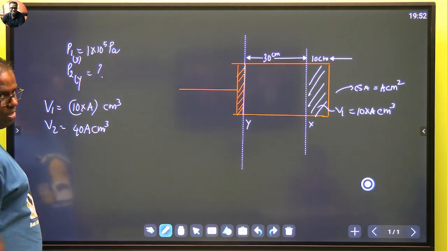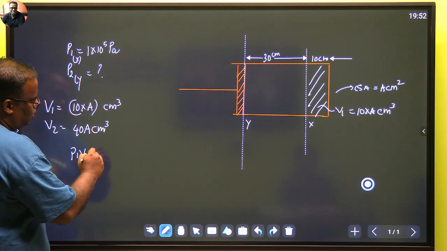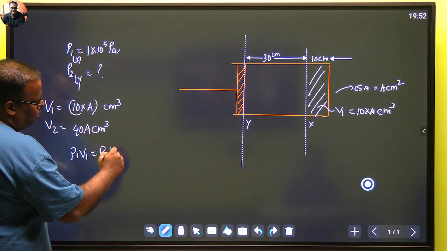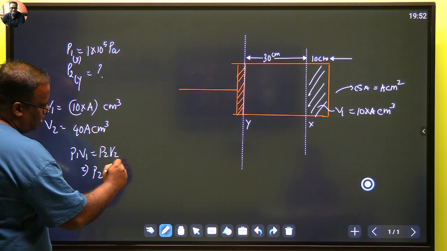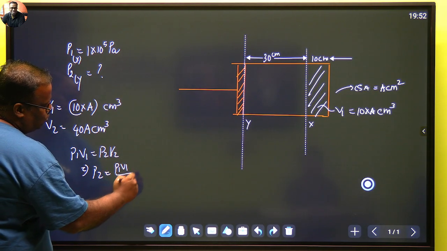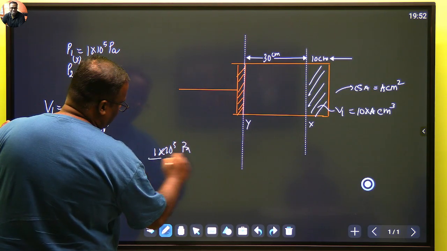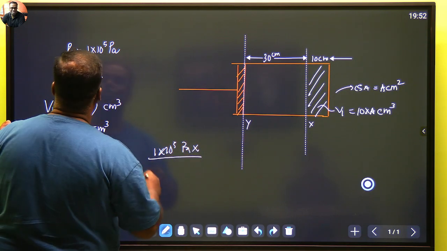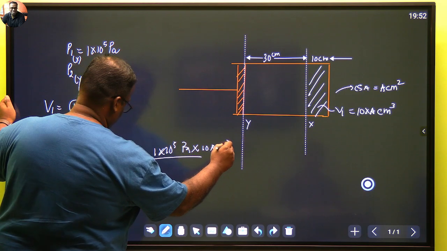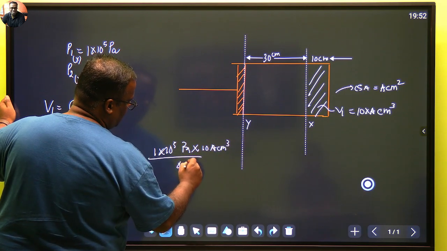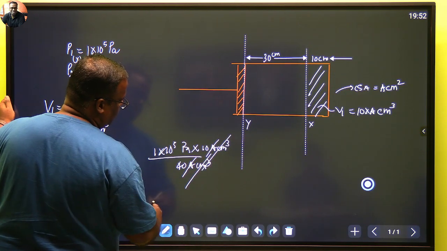So which law will we apply? Boyle's law. Boyle's law tells me that P1 V1 should always be equal to P2 V2. Now we have to find out P2. P2 is P1 V1 upon V2. What is P1? 1 into 10 to the power 5 Pascal, multiplied by V1, which is 10a centimeter cube, divided by 40a centimeter cube. So a and a cancel each other, centimeter cube gone.